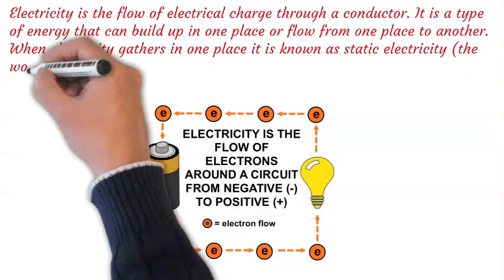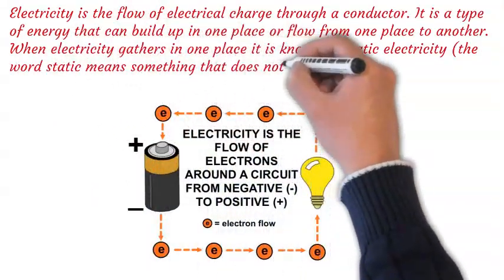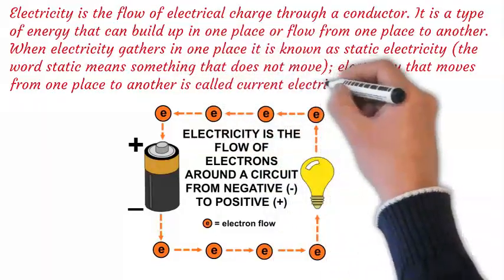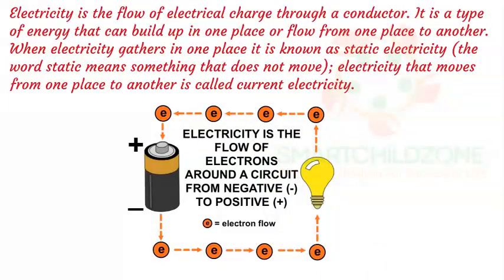When electricity gathers in one place, it is known as static electricity. The word static means something that does not move. Electricity that moves from one place to another is called current electricity.